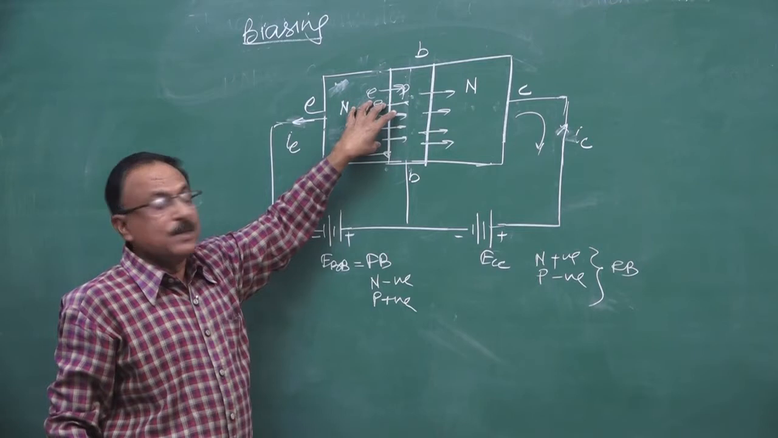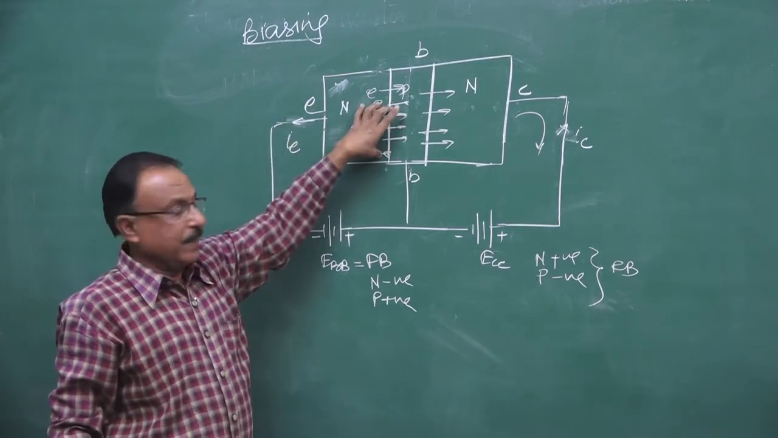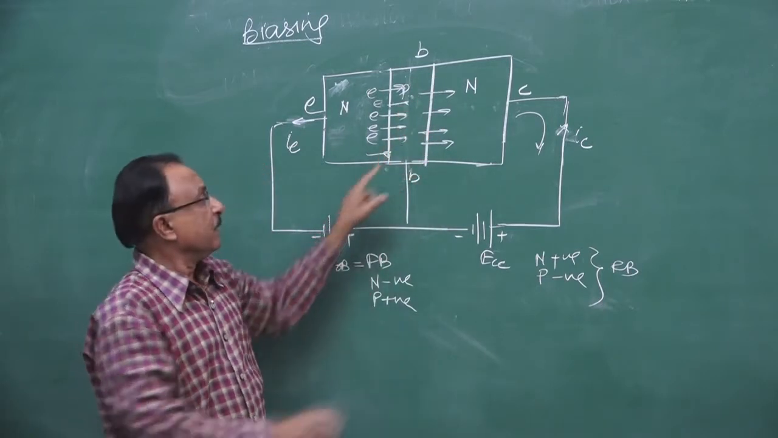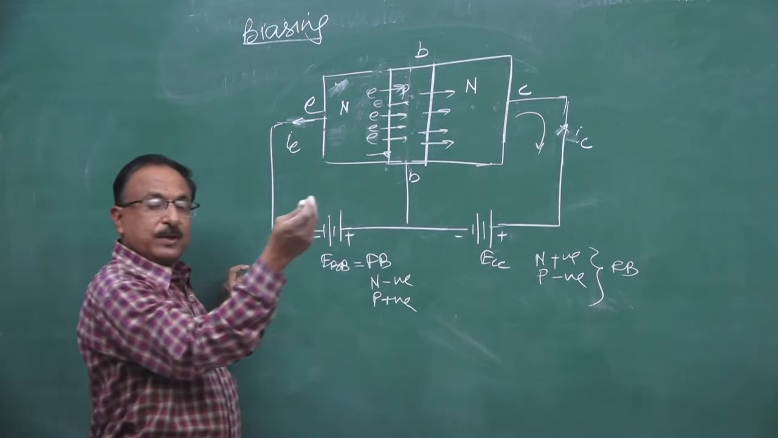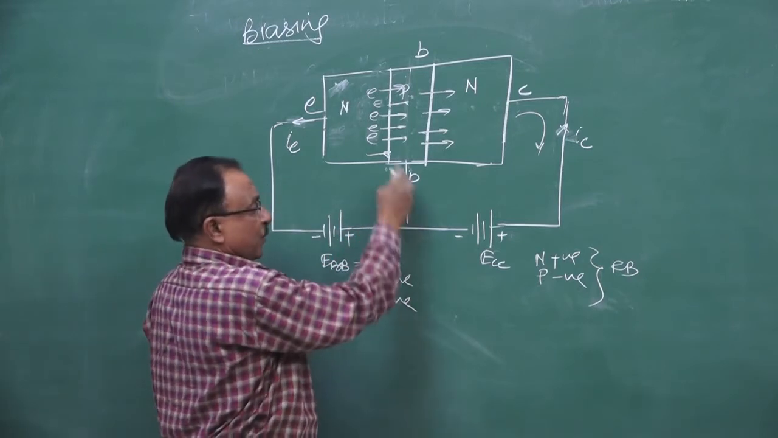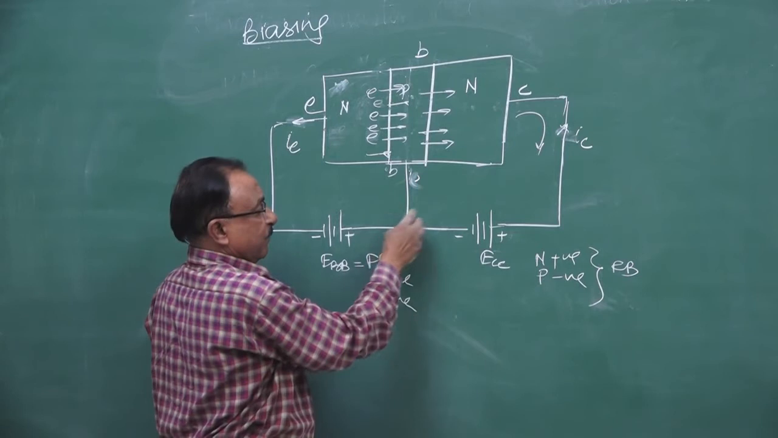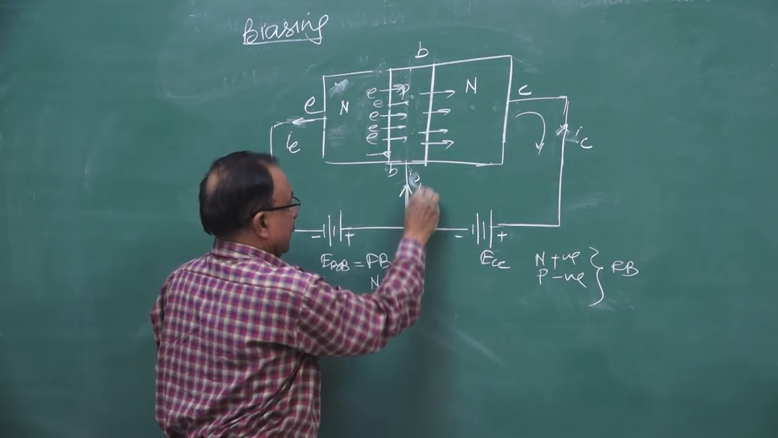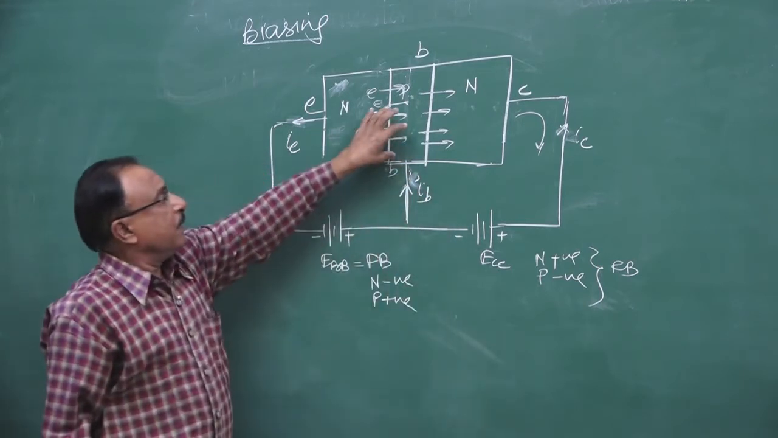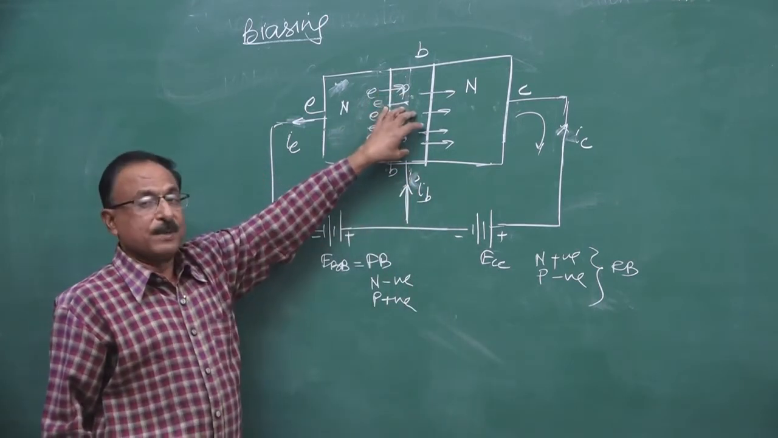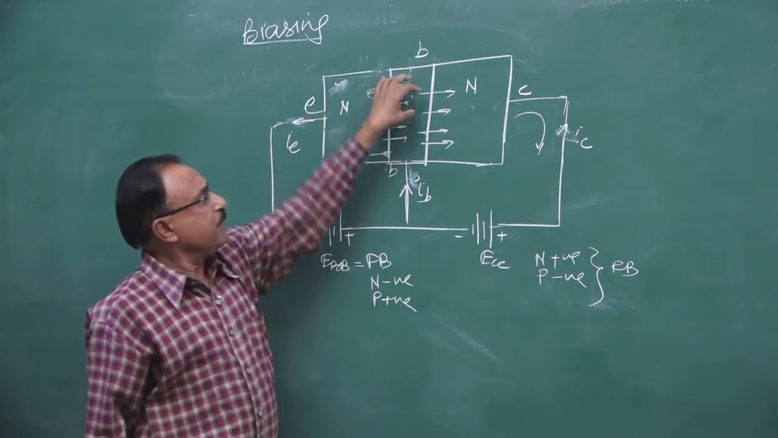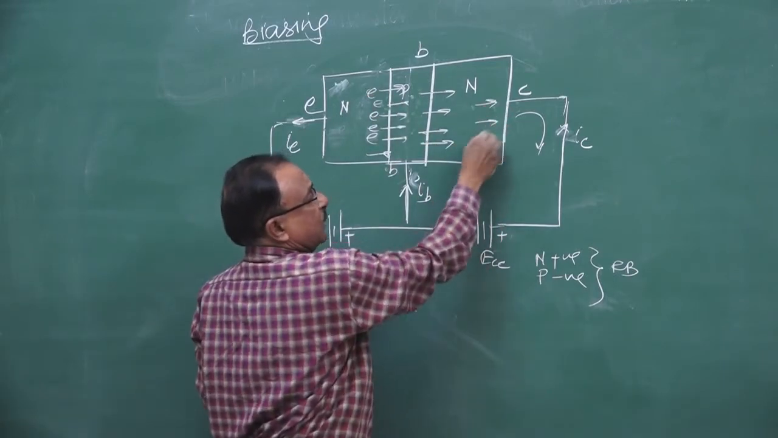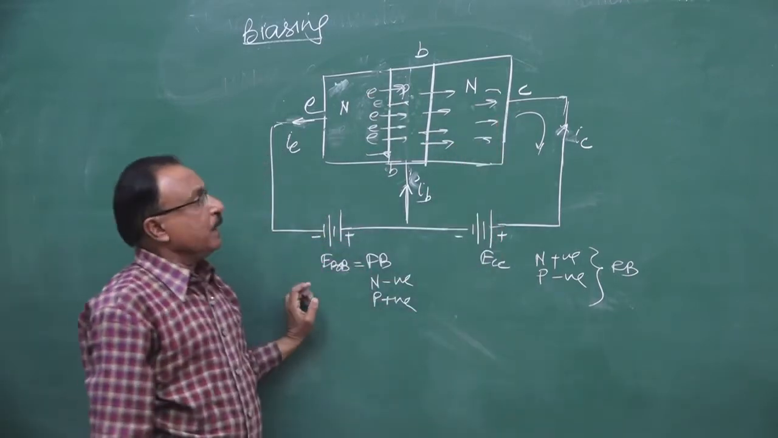Electrons when they leave the emitter region make the emitter current. And a few of those electrons get neutralized in the base region. To compensate for them, an equal amount of electrons come from the cell, and that will make the base current. Base current will be very small, only 5% of the emitter current. Why? Because very few of the electrons get neutralized. About 95% of the electrons reach the collector region.